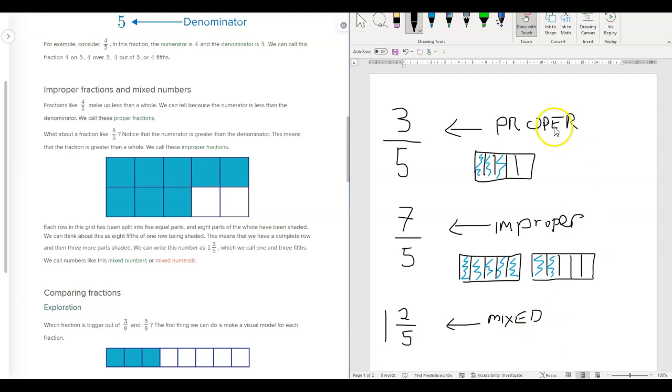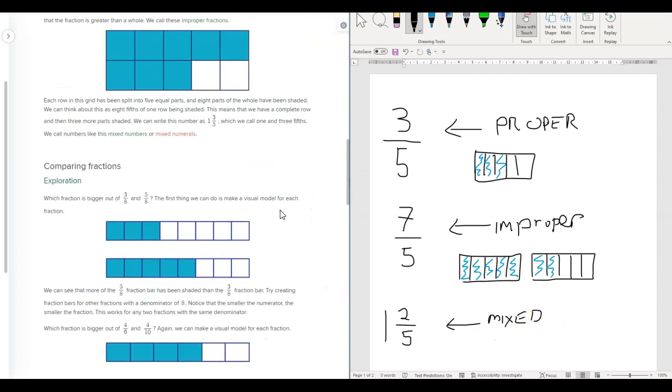Right? So we have a proper fraction where our numerator is smaller than our denominator. We have an improper fraction where our numerator is bigger than our denominator, and an improper fraction can be turned into a mixed number or a mixed fraction where we show the whole part and the fraction part. So these two here are represented by the same image here. One whole and 2 fifths, which is the mixed number, or 7 individual fifths. So the improper version or the mixed version.